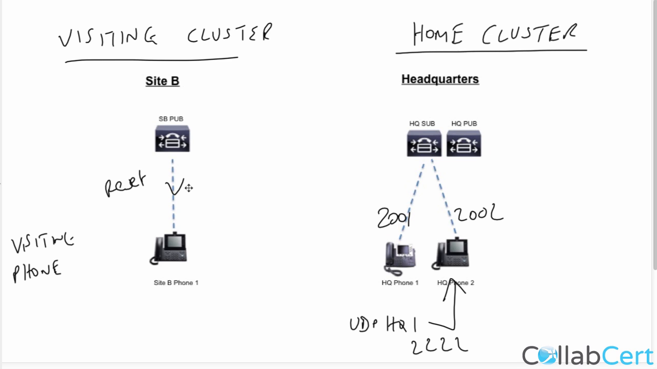When it then does a TFTP get of its configuration file, the new core manager is going to be the home cluster of this particular user. So this visiting phone will register to headquarters, to the other cluster. That's weird, isn't it? The Site B phone is registered to the Site B cluster, and then when I log in on the phone, it will unregister from there and register back to where the user device profile and the user are created, which is the home cluster. Well, that's unusual, but that's what happens.